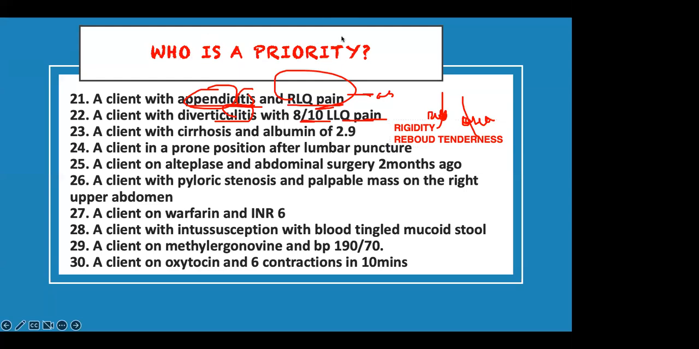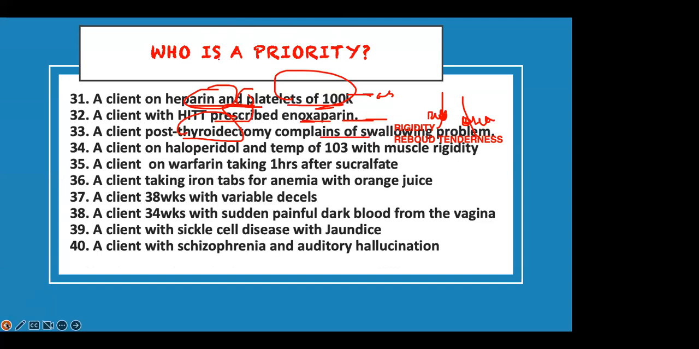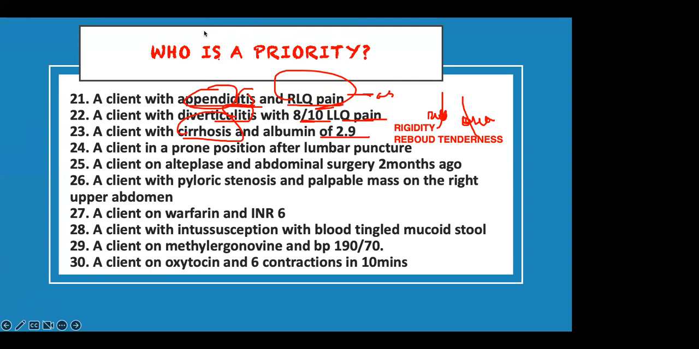Okay, guys. A client with cirrhosis, an albumin of 2.9. You need the content. The liver makes albumin. Therefore, if the liver is not functioning well, your albumin will go down. I just want to give you the content for that. If you have liver cirrhosis, these are the lab work you should expect. Albumin is low. AST, ALT, high.